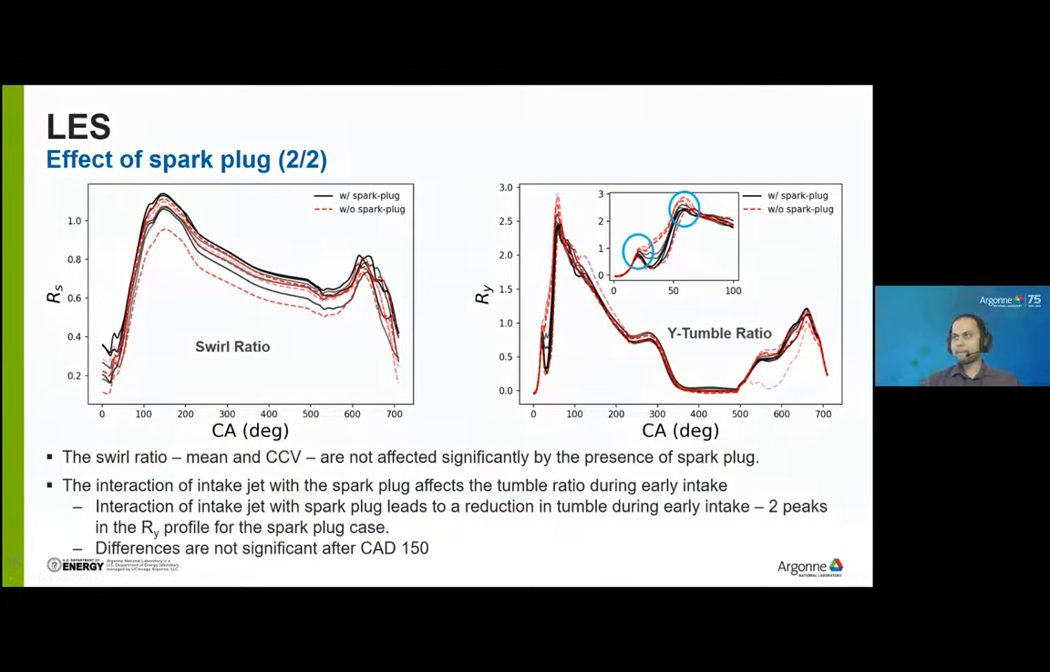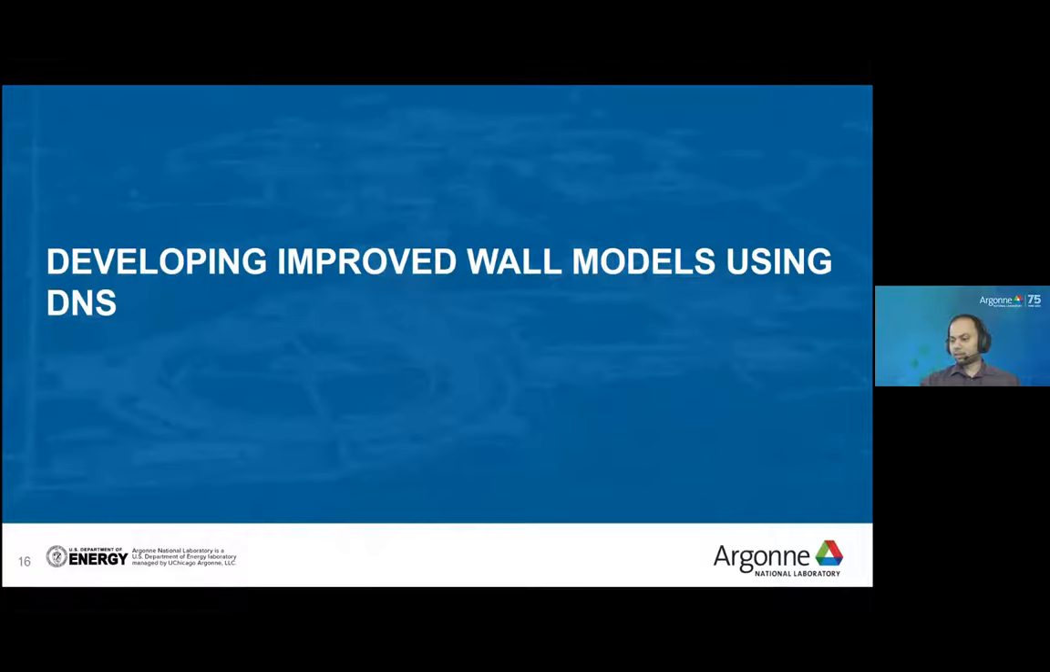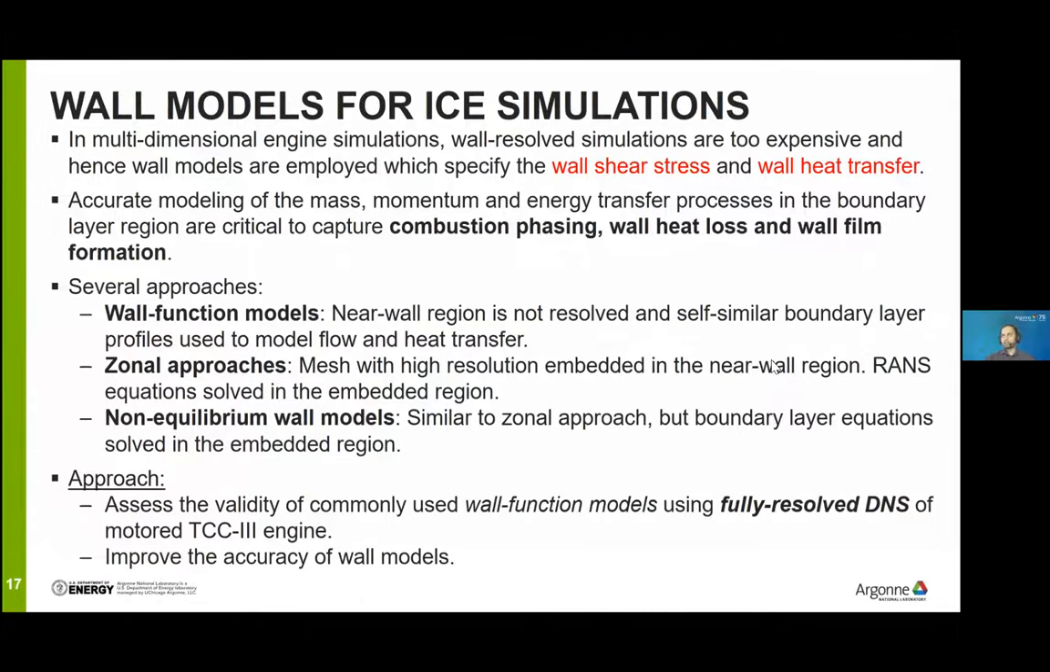Okay, so my last part of the talk, hopefully I can finish in the next 6 to 7 minutes. The objective here is to develop improved wall models using direct numerical simulations. So again, just a quick overview. In multidimensional engine simulations, typically wall resolved simulations are too expensive, and we have to resort to using wall models. So here we are not resolving the boundary layers, but we are using wall models, which will basically give you a prediction of the wall shear stress and wall heat transfer that needs to be given as a boundary condition for your governing equations.